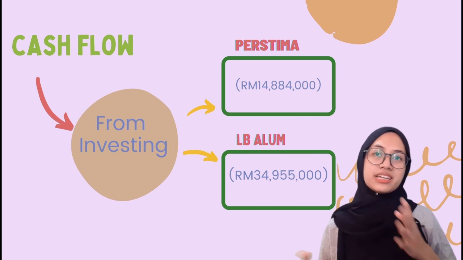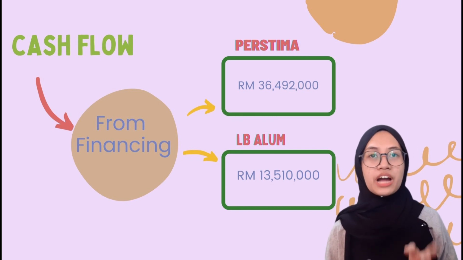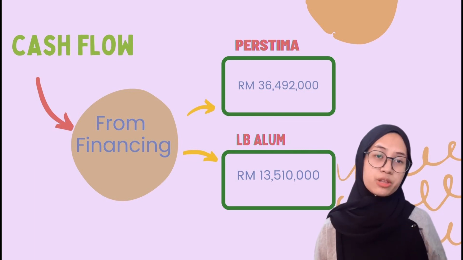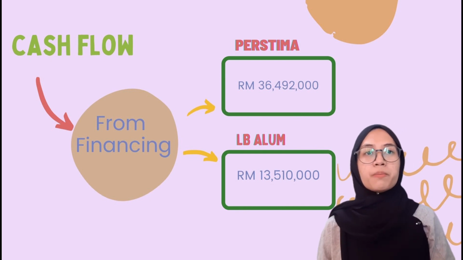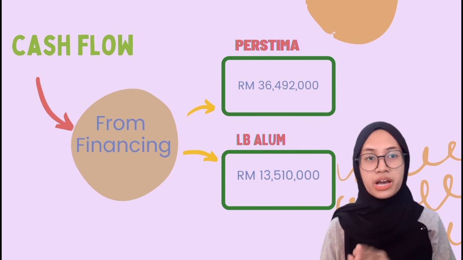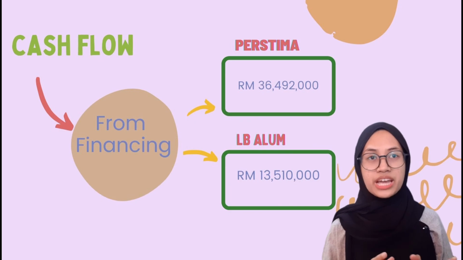Last but not least is cash flow from financing. For Perstima Berhad, the cash flow from financing is RM36,492,000, while LB Aluminium Berhad is RM13,510,000. So, Perstima Berhad has a higher cash flow than LB Aluminium Berhad. It demonstrates that the financial strength and capital structure of Perstima Berhad are managed and well handled.